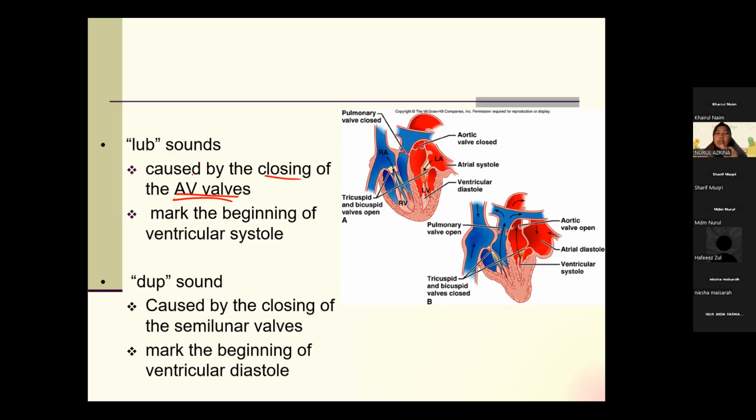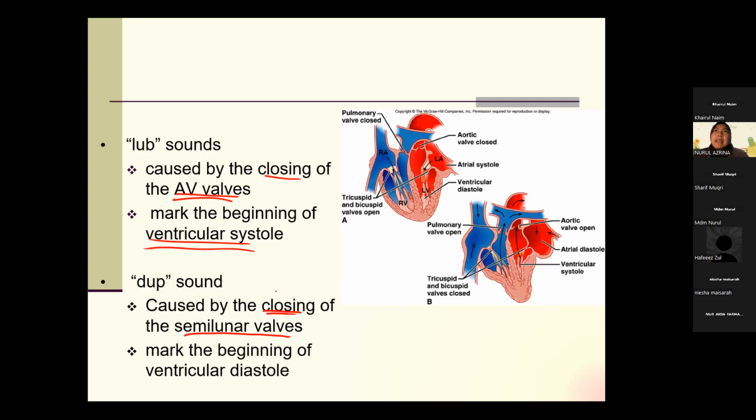Right? So the closing of this AV valve, when this AV valve closes, it actually marks the beginning of ventricular systole. Maksudnya dia memberi tanda bahawa ini adalah permulaan kepada ventricular contraction. Right? When the AV valve is closed. Okay? As for the dub sound, right? The dub sound is caused by the closing of the semilunar valve.